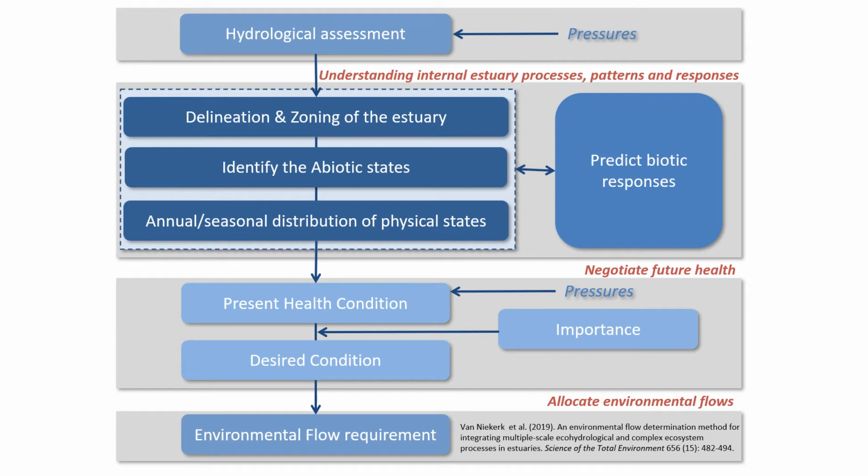Then I'm also going to briefly talk about negotiating the future health of the system, where you look at the present health condition, the stresses or pressures on the system, the importance of the estuary, and what future state we want it to be in. And then finally we do the flow allocation process.